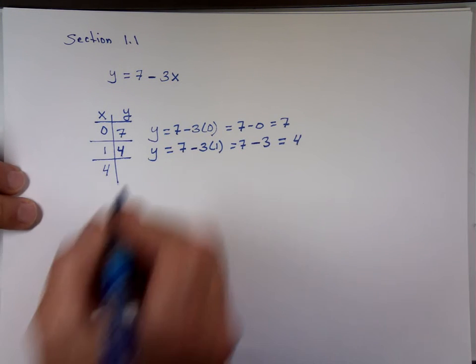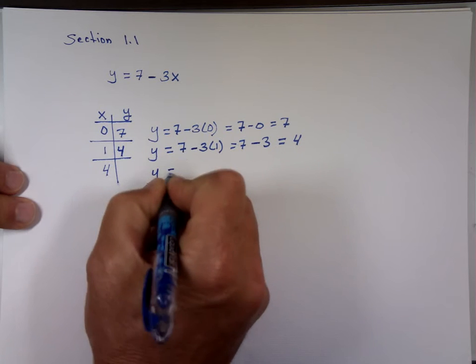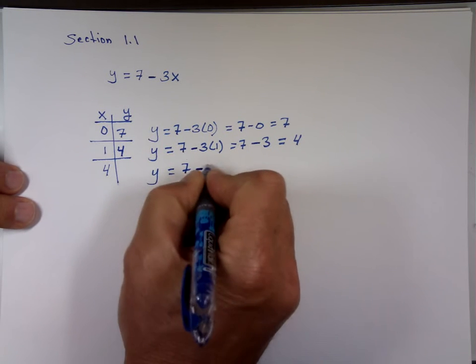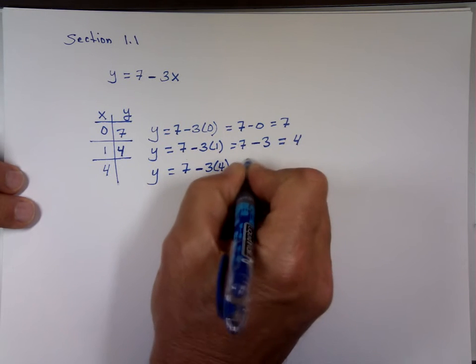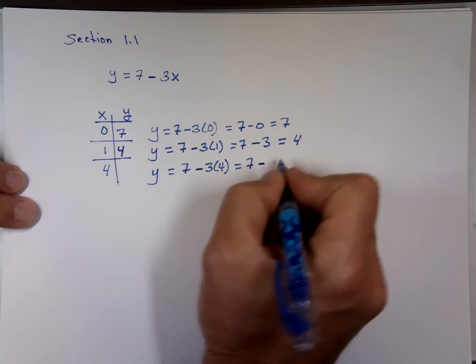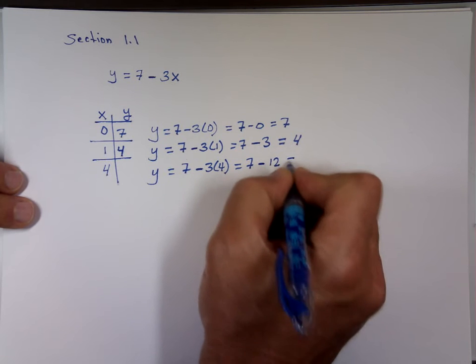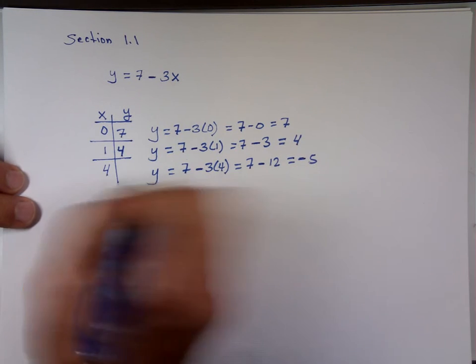When x is 4, y equals what? 7 minus 3 times 4. Again, the multiplication first. 3 times 4, which is what? 12. 7 minus 12, which is negative 5.